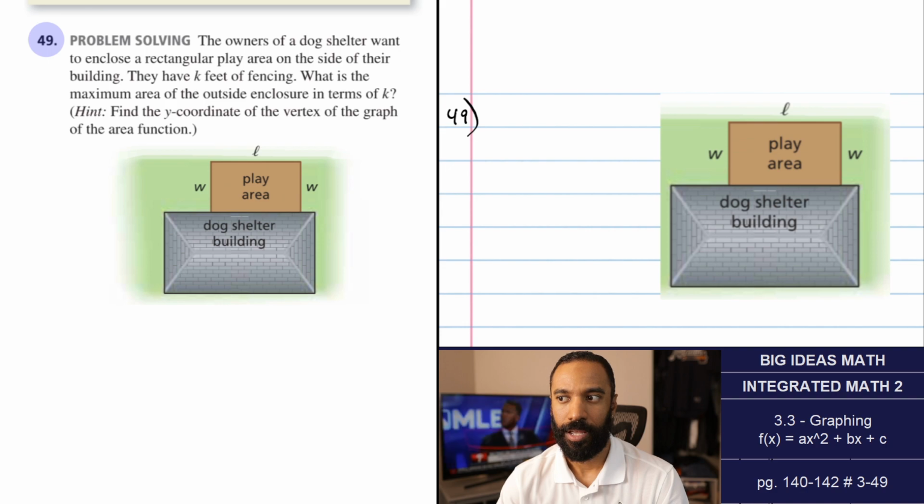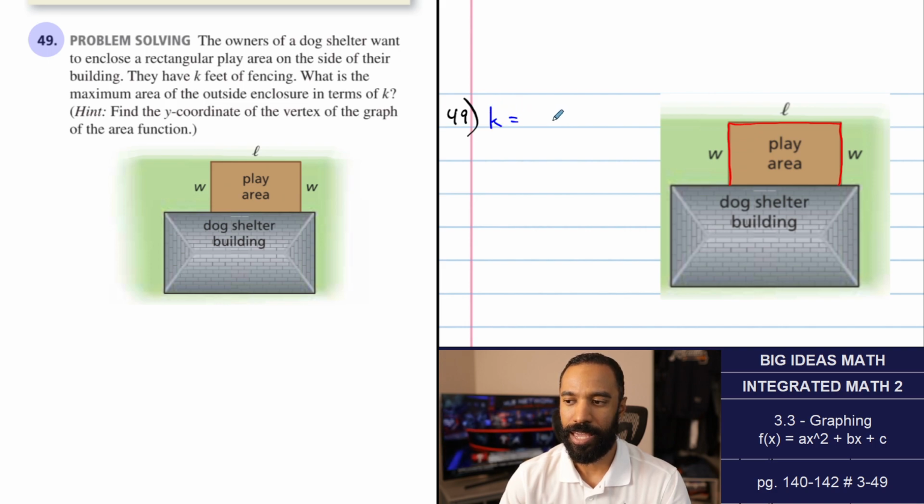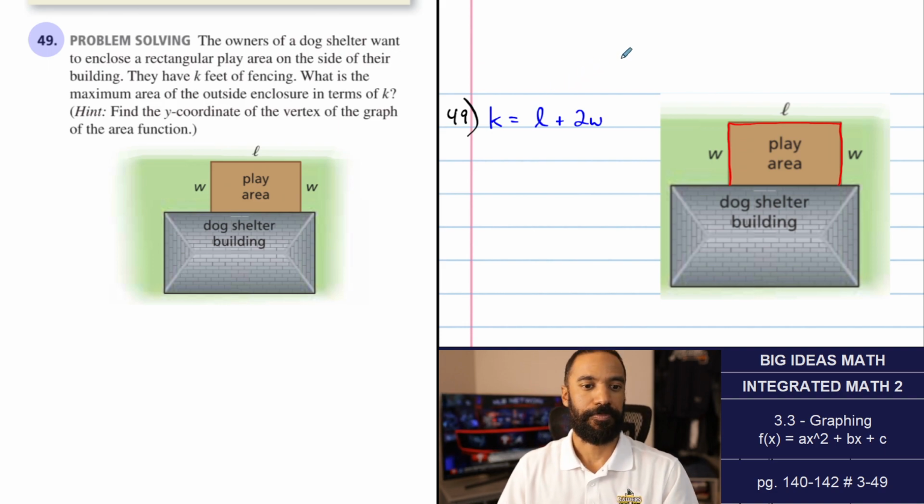That's important. The k feet of fencing, you might think of perimeter. It's not the full perimeter because the fencing only covers these three sides. So the k feet of fencing is not 2 lengths plus 2 widths. It's 1 length plus 2 widths. k is 1 length plus 2 widths. Okay? That's important for this.